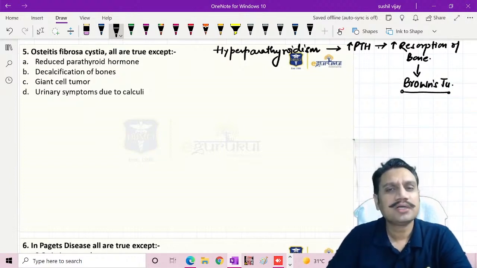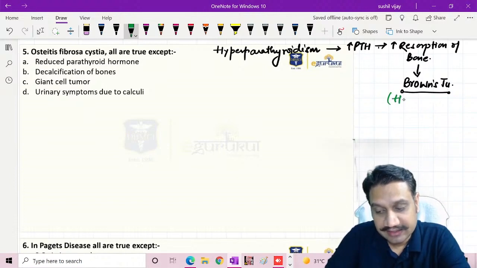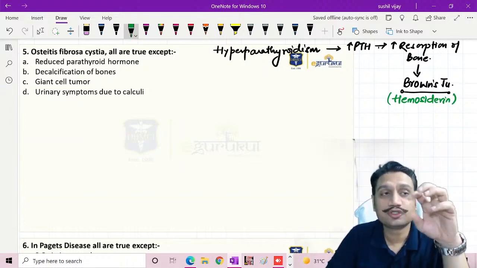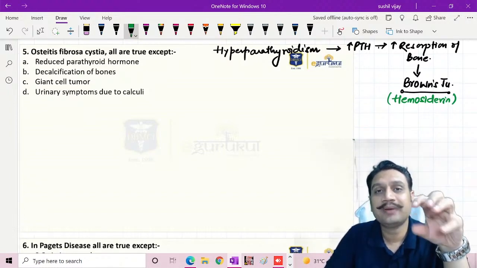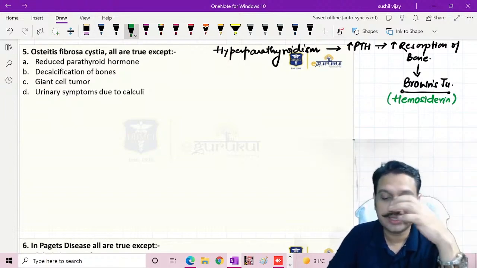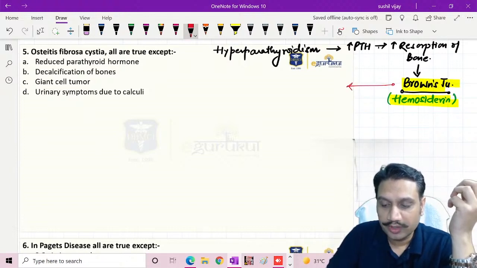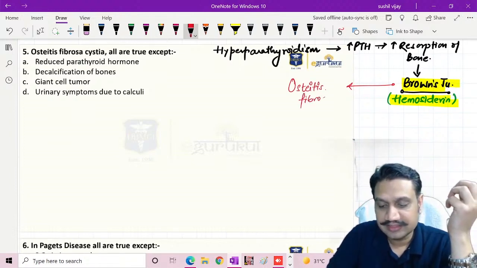So why do we call it Brown's? What is brown over there? Brown over there is basically the collection of hemosiderin. When the bone is getting resorbed, there is resorption through the bone, and this bony resorption accumulates hemoglobin, and the degradation product of the hemoglobin is hemosiderin. So that is why it is brown in color, and that's why we call it Brown's tumor. This Brown's tumor is what we call osteitis fibrosa cystica, right?